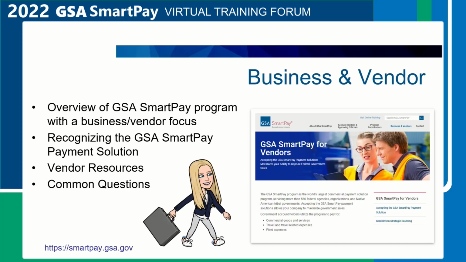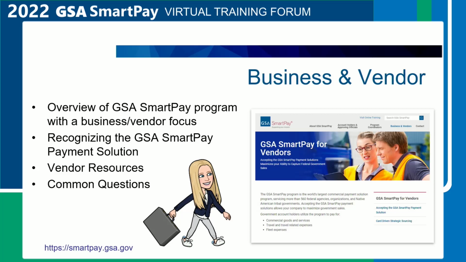The business and vendor section contains information specific to businesses, including an overview of the GSA SmartPay program, recognizing the GSA SmartPay account and tax exemption, vendor resources, and other common questions vendors may have.